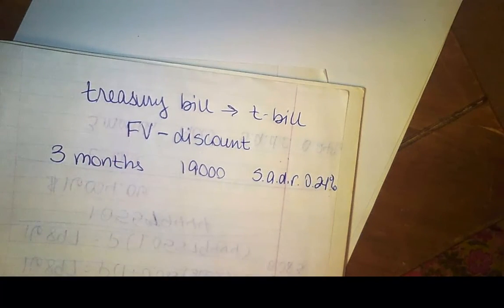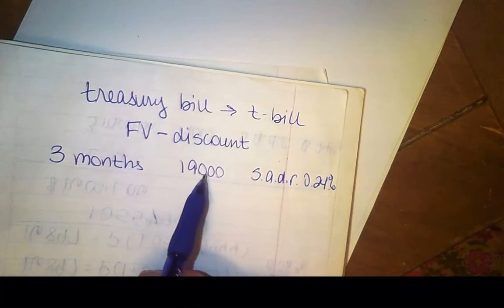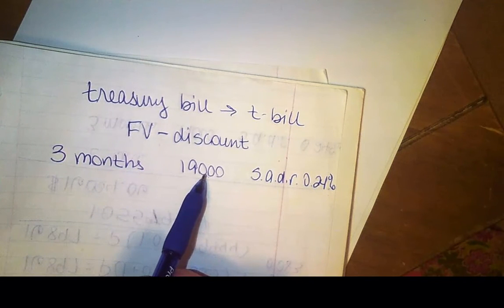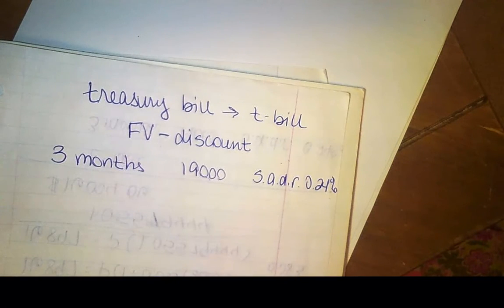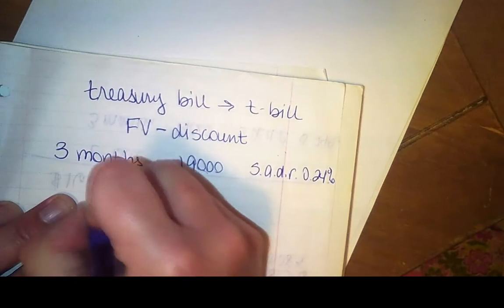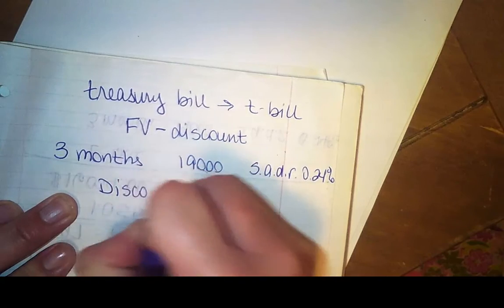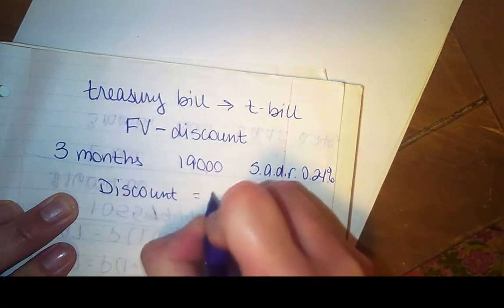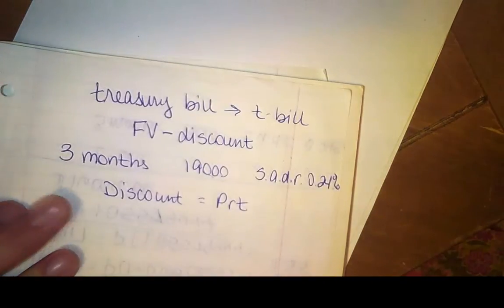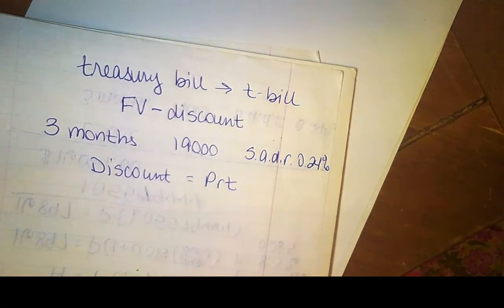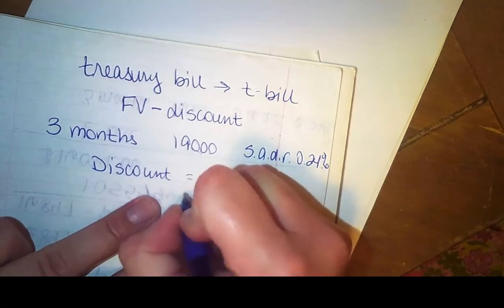So what do we know? My face value is given on this particular one at $19,000. The discount rate is going to be found by computing simple interest. So my discount is going to be principal times rate times time. So what is my principal? My principal is $19,000.